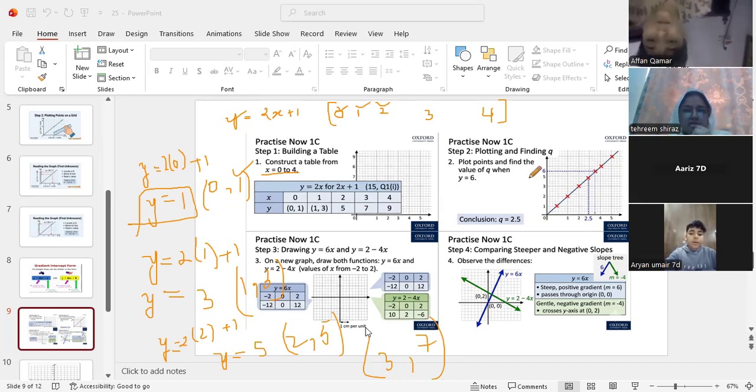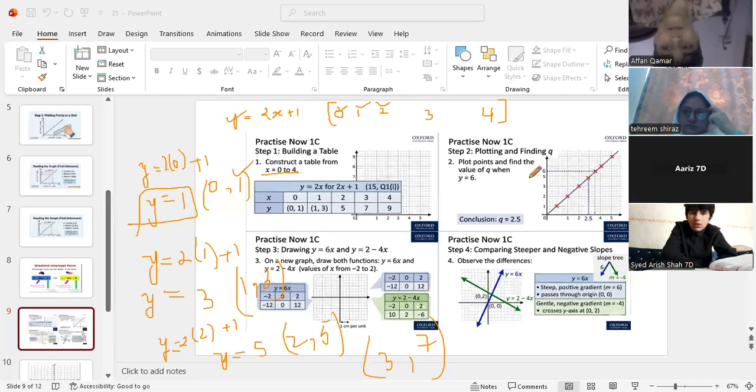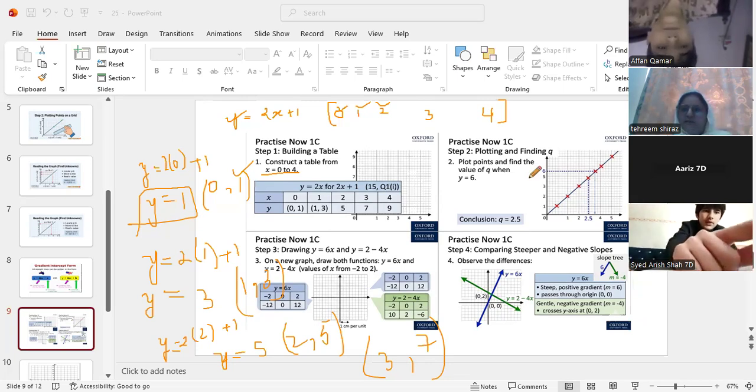Ma'am, they're basically following a pattern. Yes, each time x gets added by 1, but y gets added by 2. For example, 0, 1, 1, 3, 2, 5, 3, 7, 4, 9, etc. Yes, very good. This is the reason we have studied the constant change. That constant change is known as our slope.